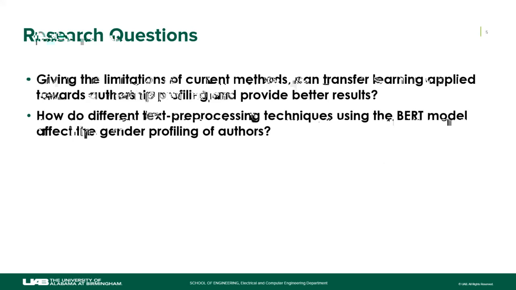So what are we trying to answer here? First, given the limitations of current methods, can transfer learning be applied towards authorship profiling and provide better results? And our main focus for this study, obviously, is how do different text pre-processing techniques using the Bert model affect the gender profiling of authors?